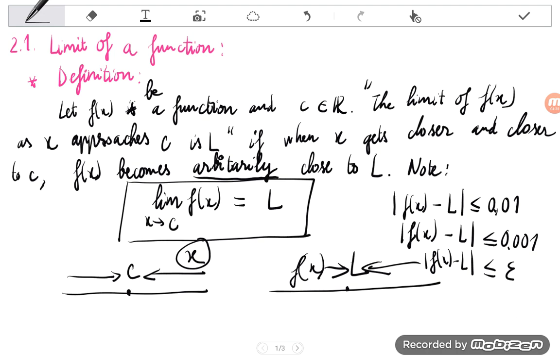About the definition of limit of a function, we have another definition, a formal definition using epsilon and delta, but I don't mention it here. You can see it in the textbook, okay? Now we come to some simple examples. We will try to use our definition to find some simple limits.